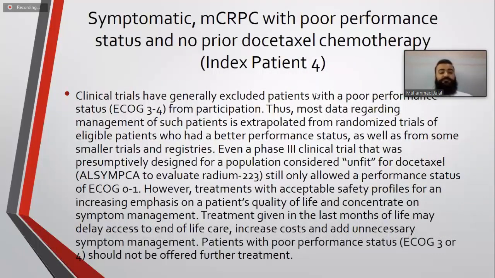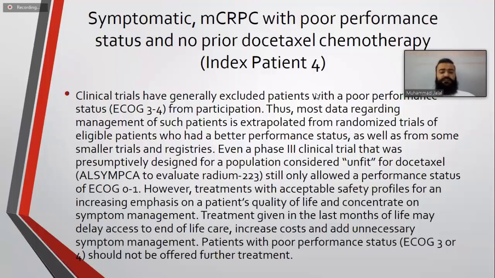This patient has symptomatic metastatic castration-resistant prostate cancer with poor performance status and no prior docetaxel chemotherapy. Clinical trials have generally excluded patients with a poor performance status, which is ECOG grade 3 to 4, from participation. Thus, most data regarding management of such patients is extrapolated from randomized trials of eligible patients who had a better performance status, as well as from some smaller trials and registries.